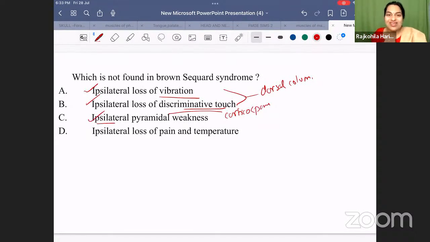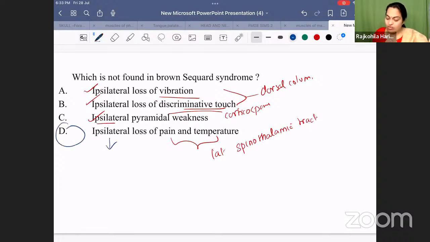Pain and temperature is carried by which tract? Lateral spinothalamic tract, isn't it? So that is supposed to carry fibers from the opposite side of the body. So the answer is this. It is supposed to be contralateral loss of pain and temperature. So most of the case scenarios will be this only: ipsilateral, contralateral, which part of the body. Okay. So these points you have to concentrate a little more.